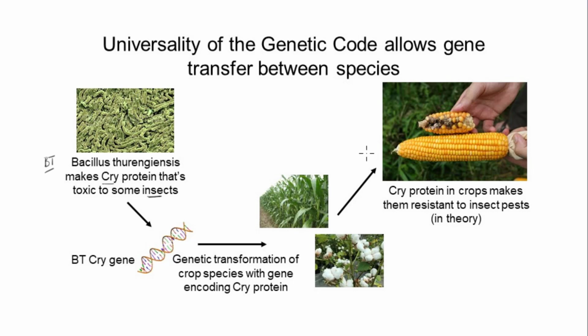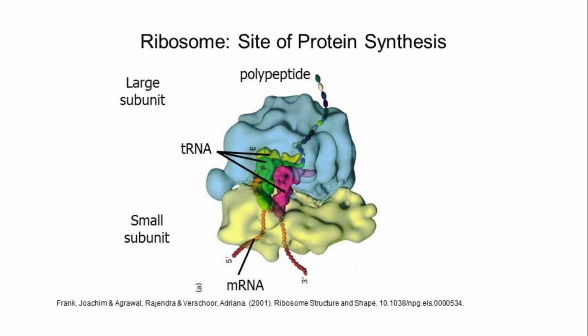The plants have no issue translating the bacterial Cry protein because the genetic code is universal. That's not to say there are no problems with this approach to pest control. That could be the topic of a whole separate discussion, but that's not the focus of this video. We're here to talk about translation. So we know that the code for building the protein is contained within the sequence of nucleotides in the mRNA, which itself is copied from the protein-coding gene in the genome.